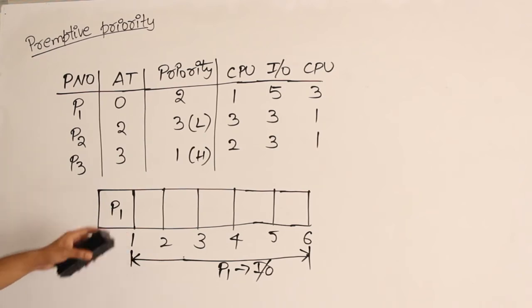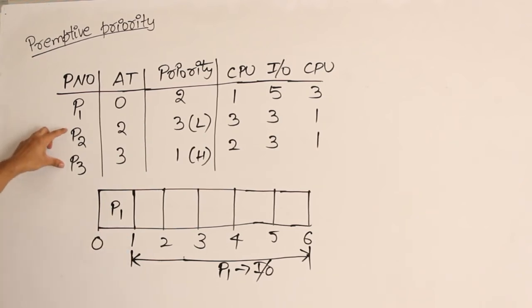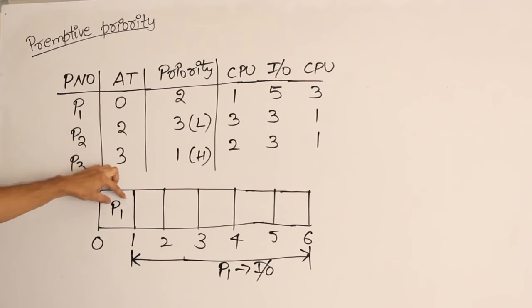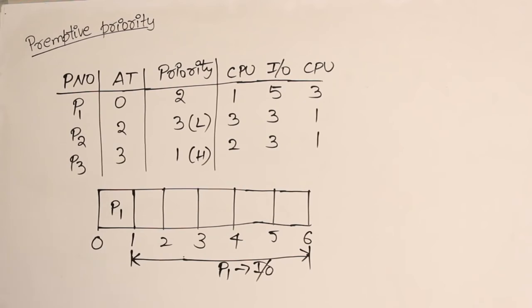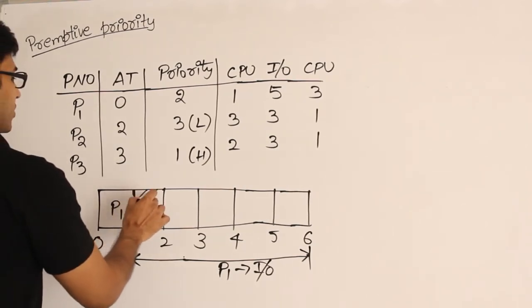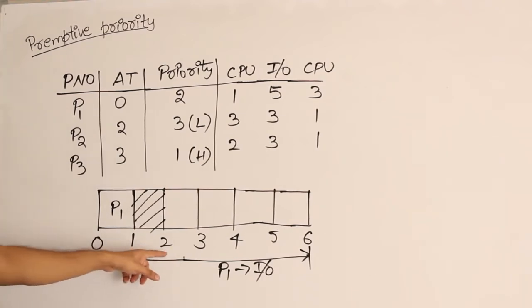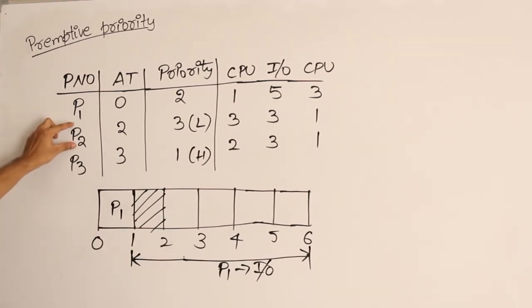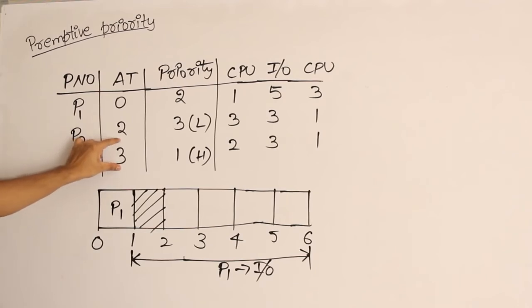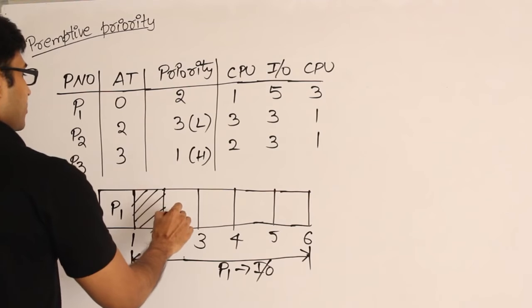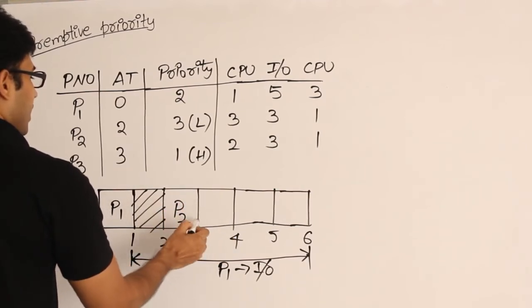And now the time is 1. At this time 1, no new process has arrived, only one process was available and that process has gone for IO, and P2 and P3 are not available. Therefore from 1 to 2 the CPU is completely idle. And at time equal to 2, P2 is suddenly available, and that is the only available process. P1 is not there, P3 will arrive at 3, so there is no other option. I'll take P2 and execute it for 1 unit, and then I'll check.